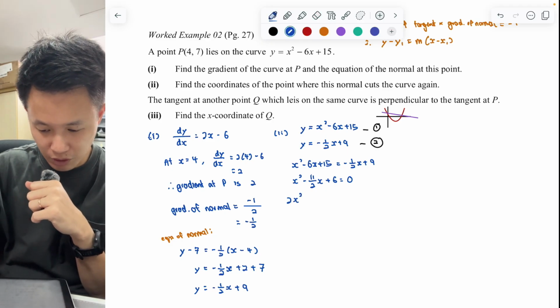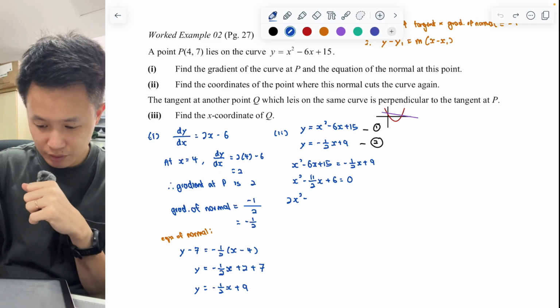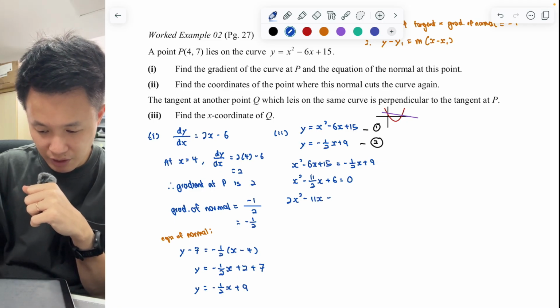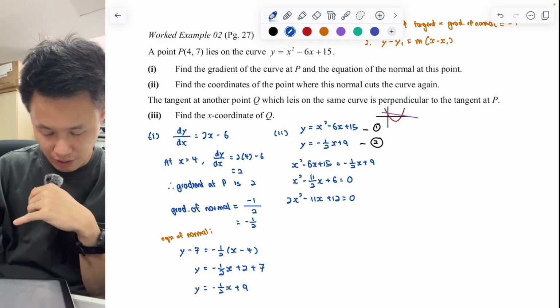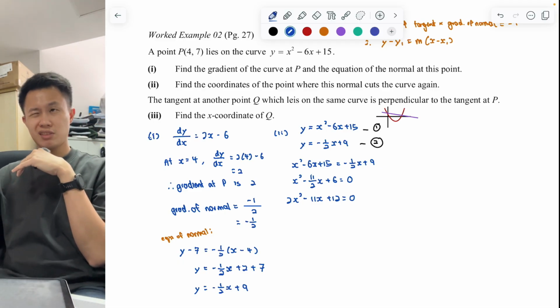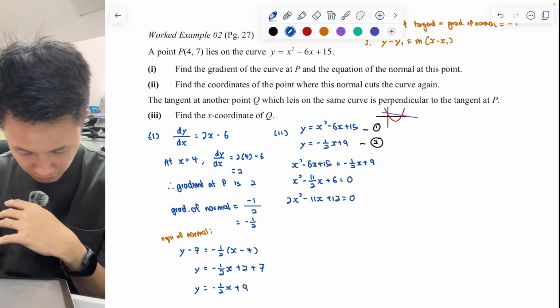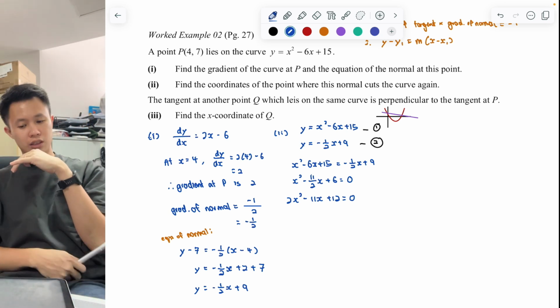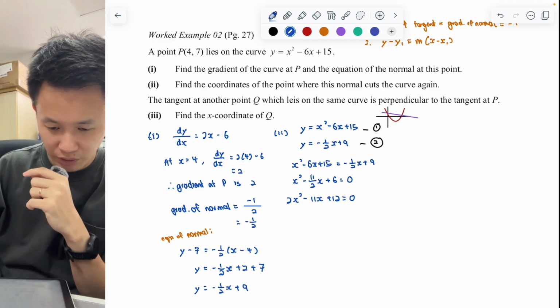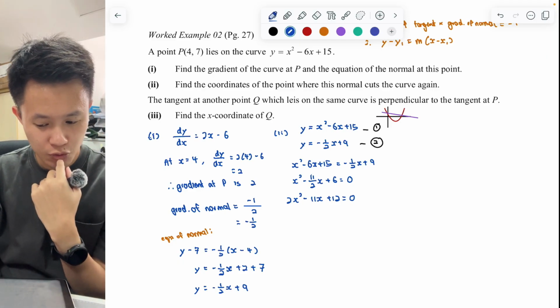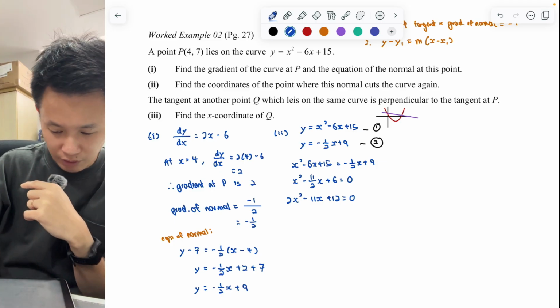Multiply 2 throughout. 2x squared minus 11x plus 12 equals 0. We're going to factorize this. My factorization may not be the best at the moment, but let me think. We're trying to get negative 11x, right? Even if we know that one of our answers must be 4, I think I roughly know my answer.